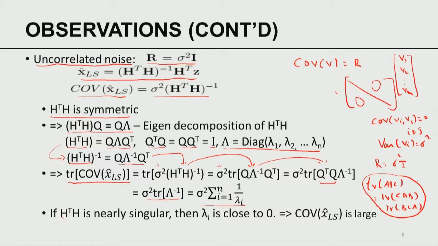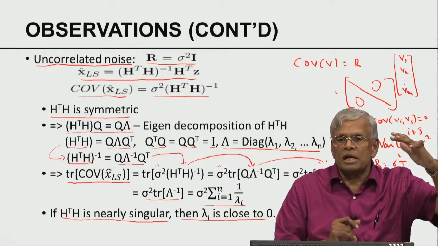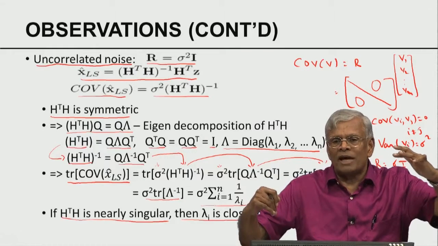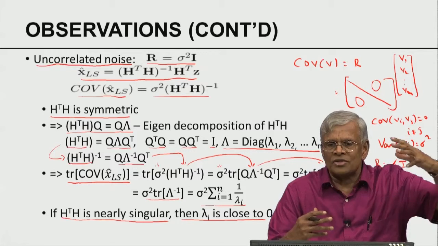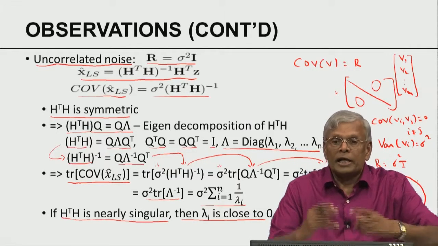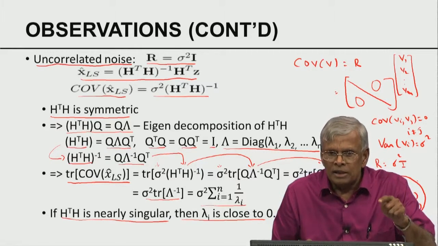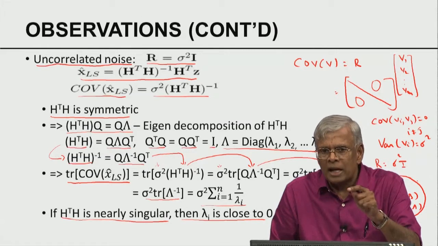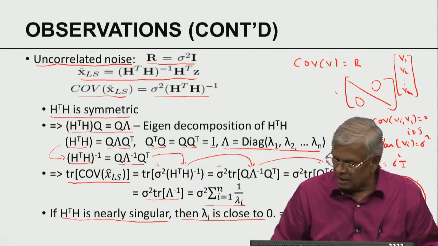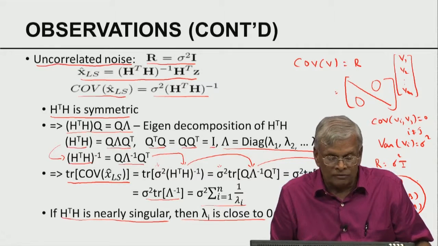So what does it tell you? If H transpose H is nearly singular, one of the eigenvalues is going to be close to 0. When one of the eigenvalues is close to 0, 1 over the smallest eigenvalue is going to explode on your face, which means the covariance of the estimate is large. You remember the condition number we talked about is something similar to that. When does the condition number go large? The condition number, please remember, is the ratio of the largest eigenvalue to the smallest eigenvalue. If the smallest eigenvalue, while remaining positive, is very close to 0, that is going to explode on your face. That is exactly what is happening here. The condition number of the Gramian H transpose H is very large. Another interpretation in the context of statistical least squares is that the covariance of the least square estimate can explode if the matrix H is ill-conditioned or nearly ill-conditioned. That is exactly the conclusion coming from the last line of the slide.